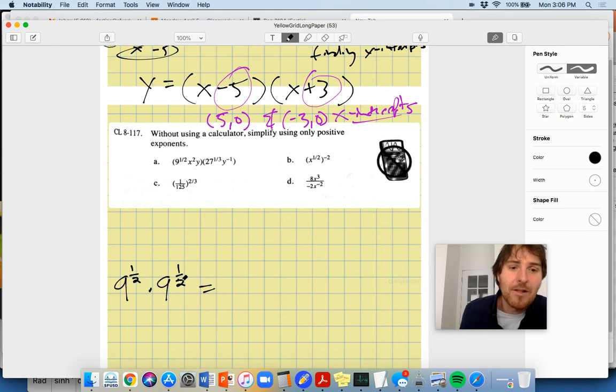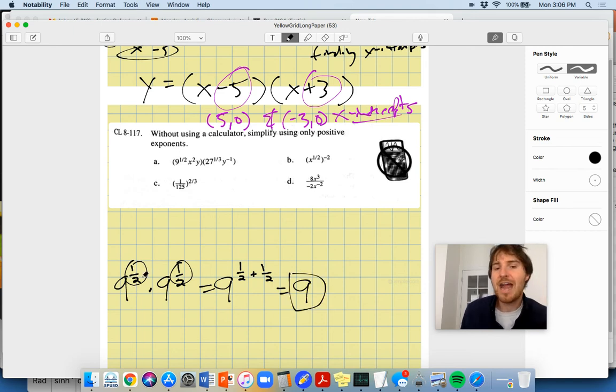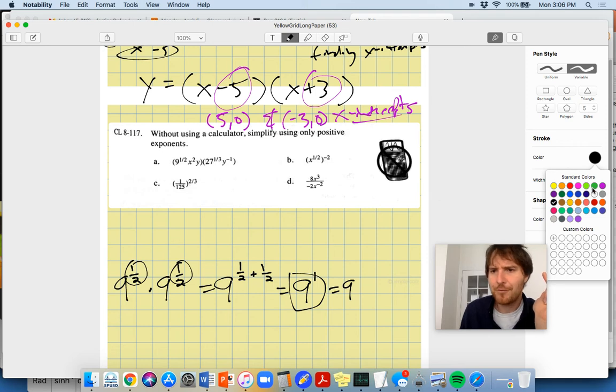That equals what? Well, if you have the same base, what do you do to the exponents? Oh, that's right, you add them together. 9 to the 1/2 plus 1/2, remember that rule here. So that equals 9. So 9 to the 1/2 power times 9 to the 1/2 power has to equal 9 based on the product rule, the multiplication rule of exponents, right? Because you add the exponents together. This is 9 to the first, right? That would equal 9.